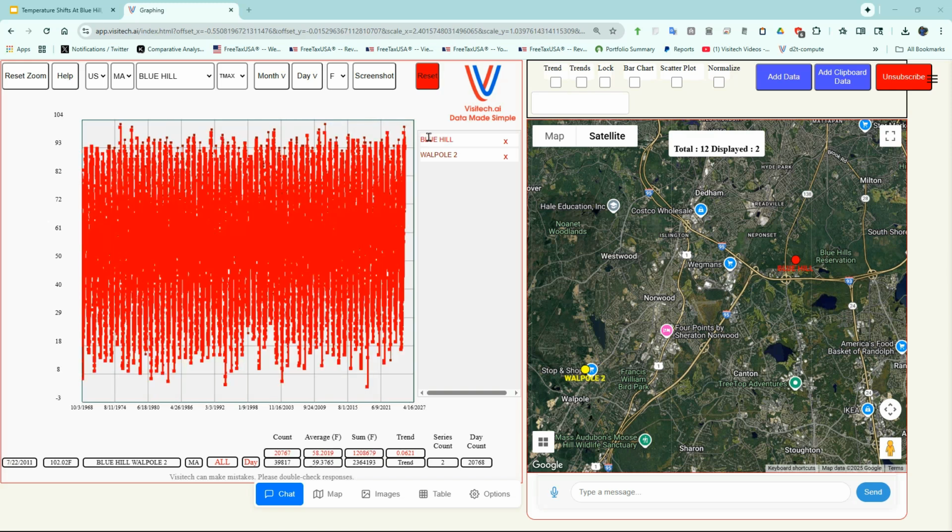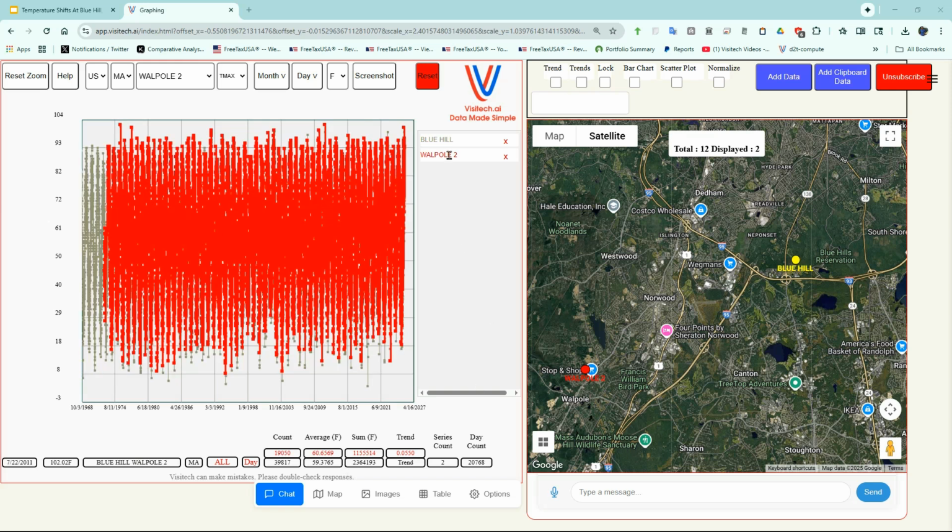I'm going to hover over Blue Hill, and now we can see that the average daily maximum temperature there during this interval was 58.2 degrees. And at Walpole, the average daily maximum temperature there was warmer at 60.6 degrees. Now let's calculate the temperature difference between the two series for each day which both of them reported.